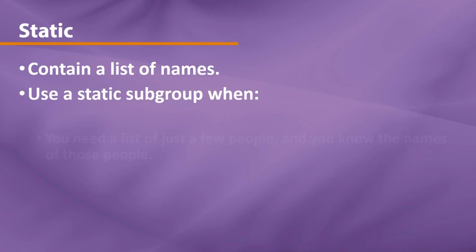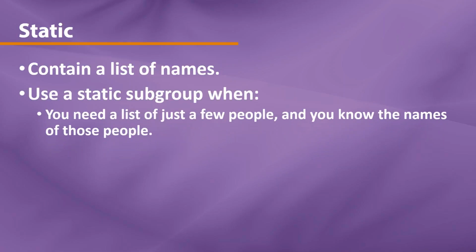You're going to want to use a static subgroup when you need a list of just a few people and you know the names of those people. If you don't know the names of those people, then you're really going to need to use a dynamic subgroup, because you're going to find them based on criteria. But if you know the names, then you can just create a static subgroup.